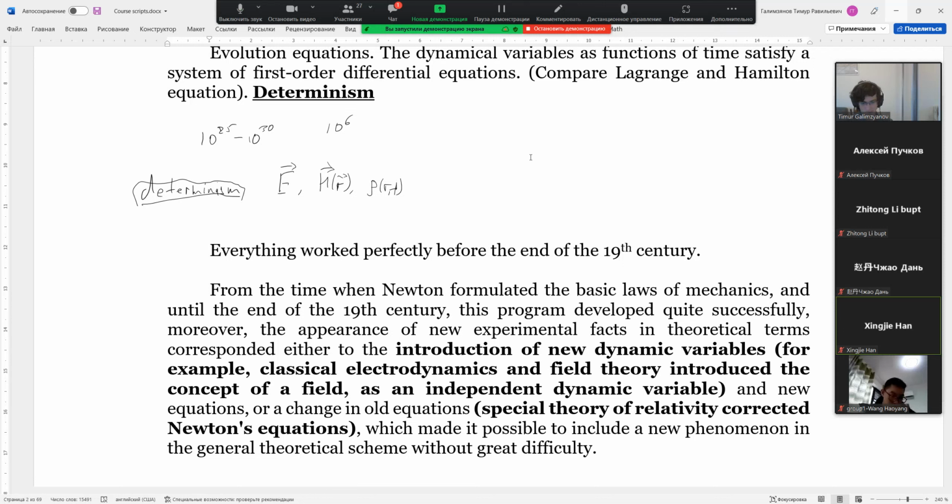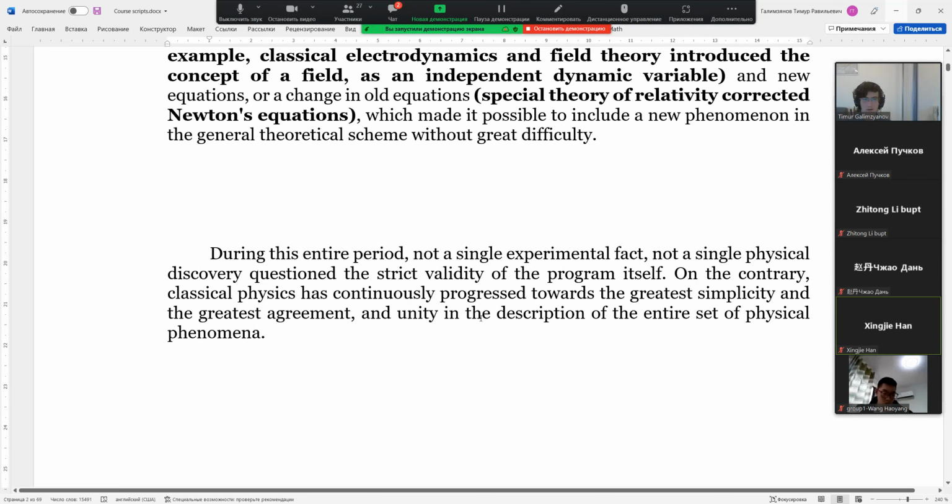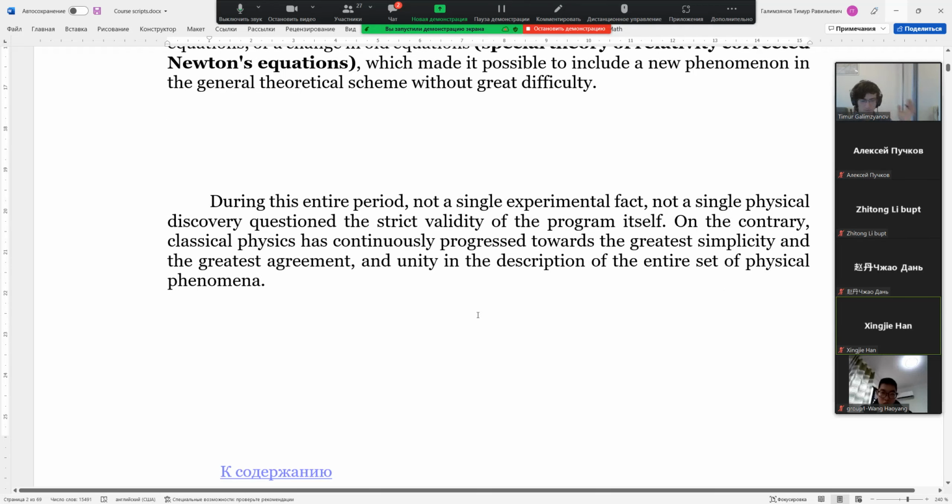gravity fields. But the whole basis of classical physics was still kept, because either in field theory, electrodynamics, or relativity theory, you can describe every particle or every point of the space by the dynamic variable, be it the electromagnetic field, or just a velocity, momentum, and coordinate of the particle. And you can write down the first order equations which describe the evolution of the theory. So during the entire period before the beginning of the 20th century, every single experiment and physics discovery didn't question the validity of this concept.